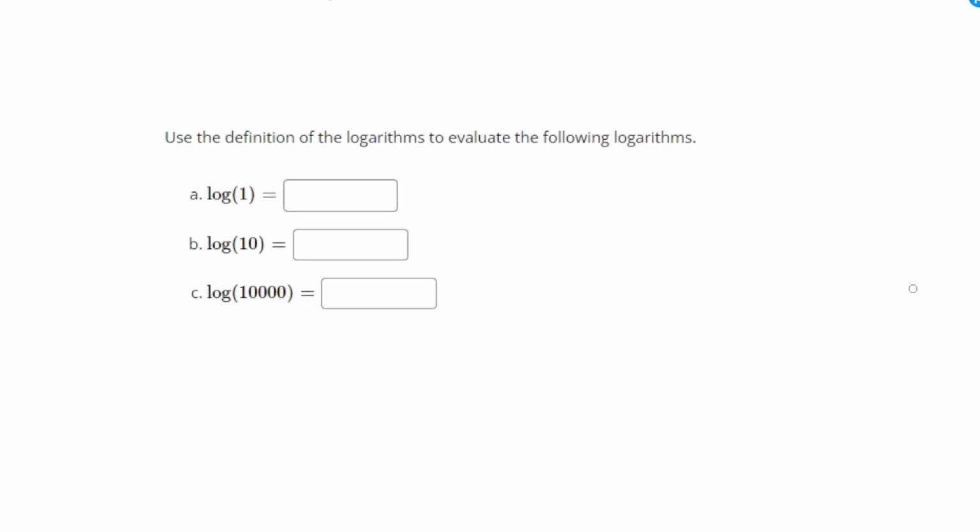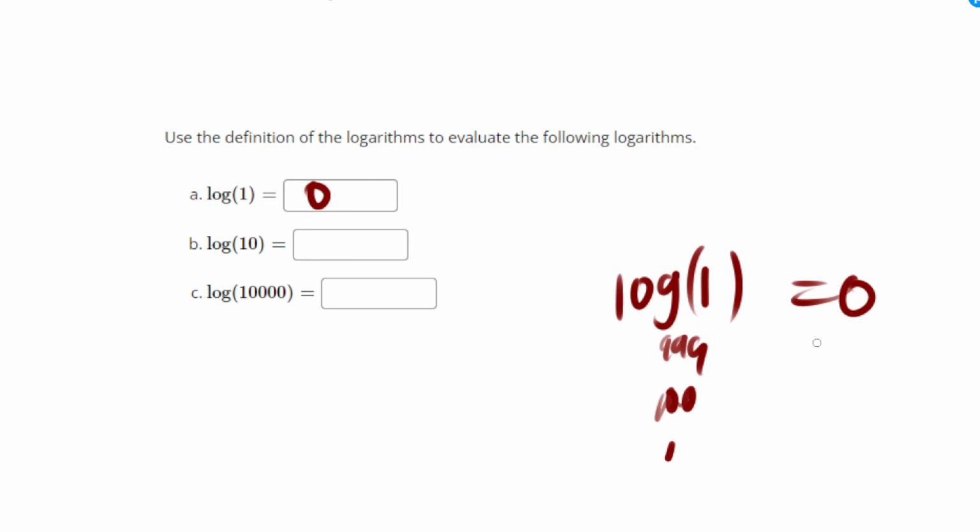Use the definition of the logarithms to evaluate the following logarithms. Also, I will put the link to our last chapter section in the comment section. So we have log of anything, 99,999, 100, 1 billion, to the 1 will always equal 0. So we'll have 0 here.